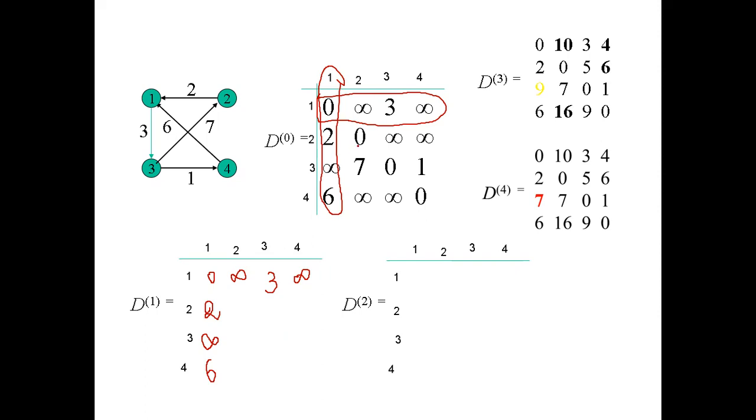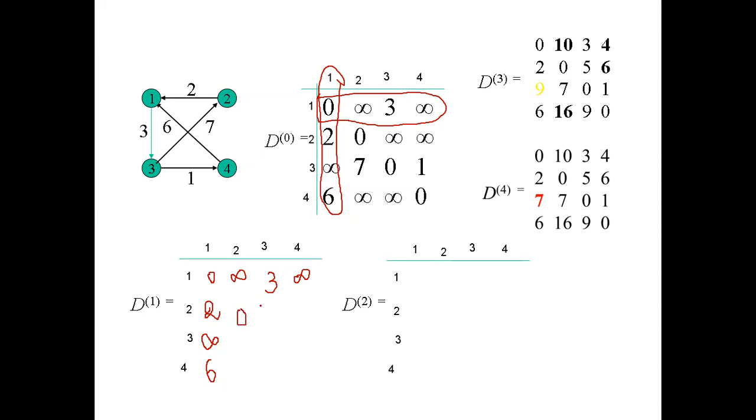What is the already existing value here? 0. If you take the first column value corresponding to this element, the values are 2 and infinity. If you add 2 and infinity, we are getting infinity only. Infinity and 0 we are comparing. 0 is minimum. So we are writing 0 as it is here.